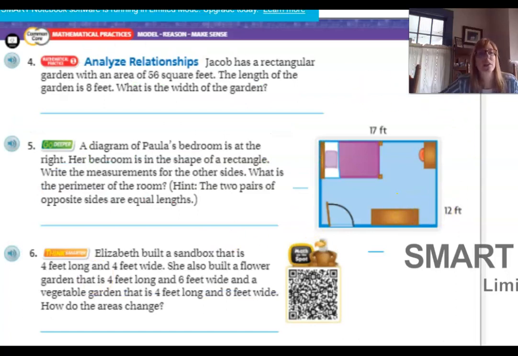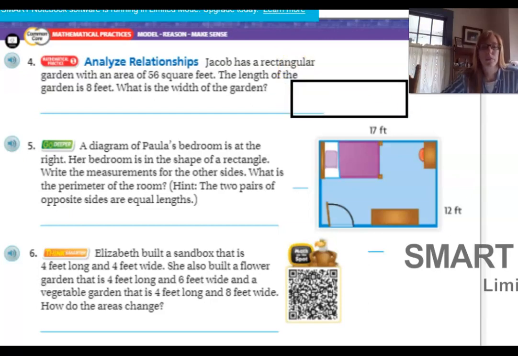Okay, all right, so this next one on page 666, you are going to notice that Jacob has a rectangular garden. A rectangular garden means that not all the sides are the same. So let me draw a rectangular garden here. My computer is super slow. Here's a rectangle. Okay, so there's my rectangular garden.